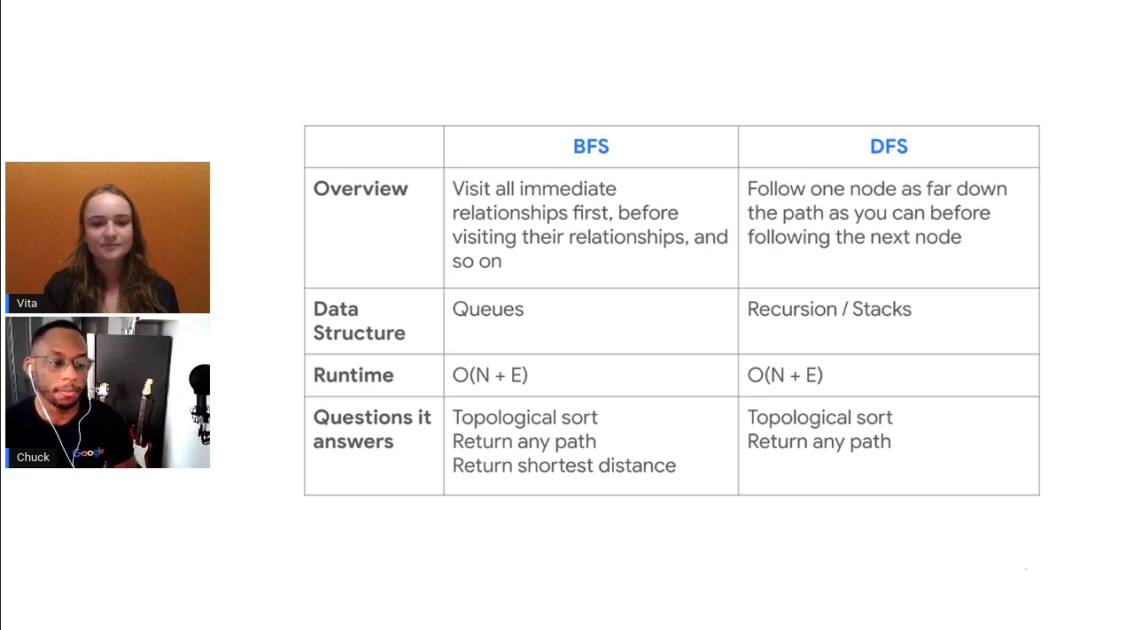And BFS is great if you're trying to find the shortest distance or just trying to find how many levels until something. Both work really well for printing out a path, but DFS can be more intuitive if a path is really what you're trying to achieve.